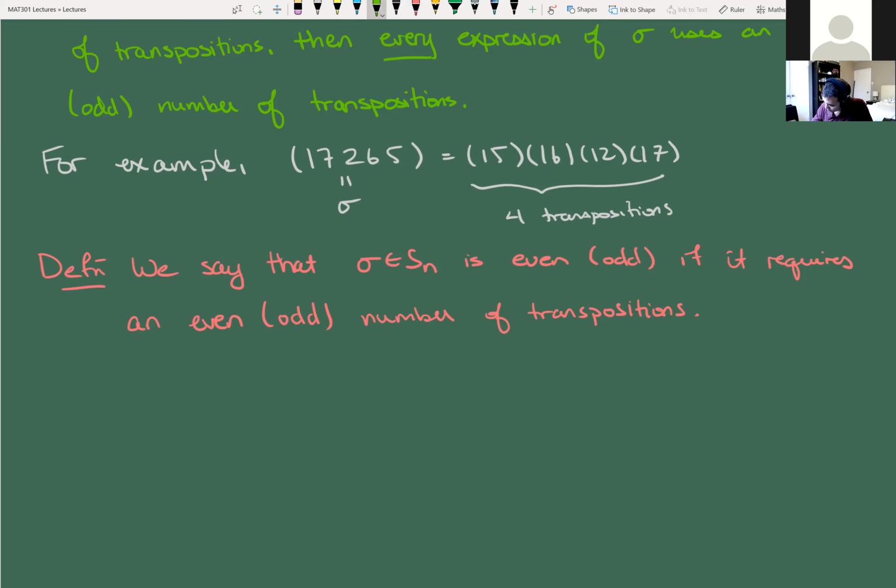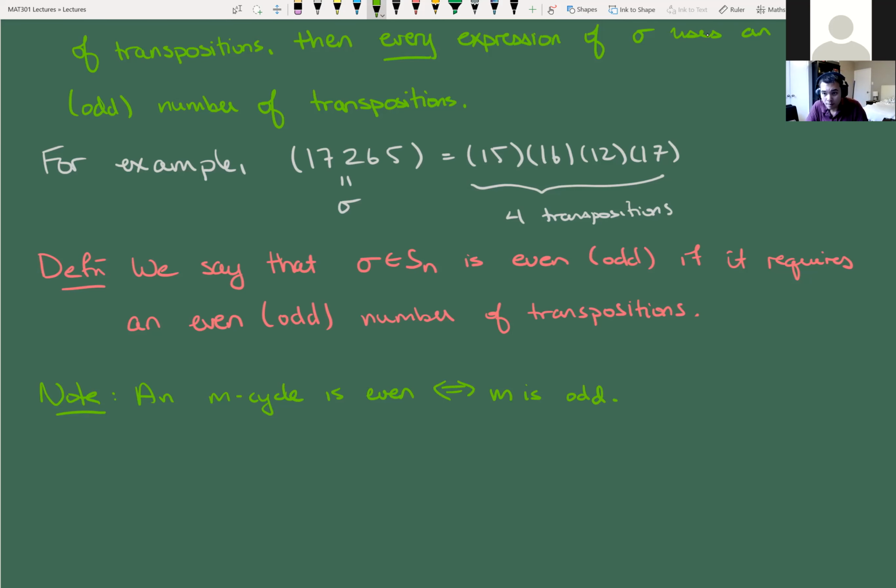So note, an M cycle is even if and only if M is odd, which is kind of annoying, right? That the cycle is even precisely if its length is odd. But we've seen that. There is an example on the page right now. That sigma that I defined up there, that 17265, has length 5, right? It's a 5 cycle. But when I wrote it as a product of transpositions, I needed an even number of transpositions in order to write it down.